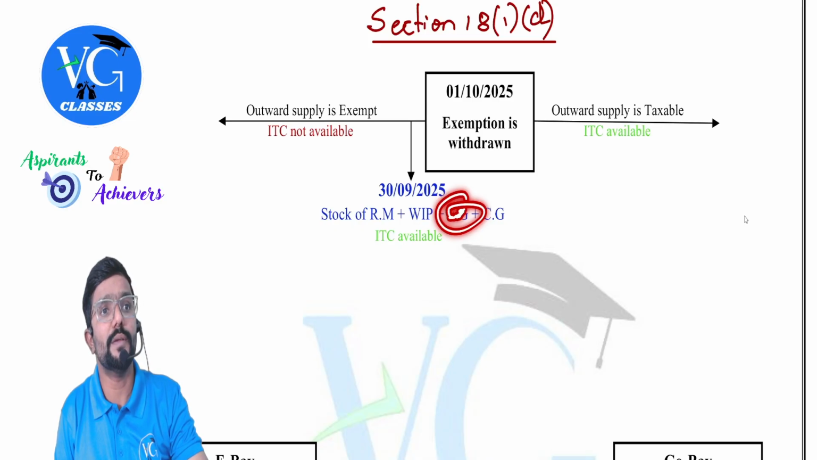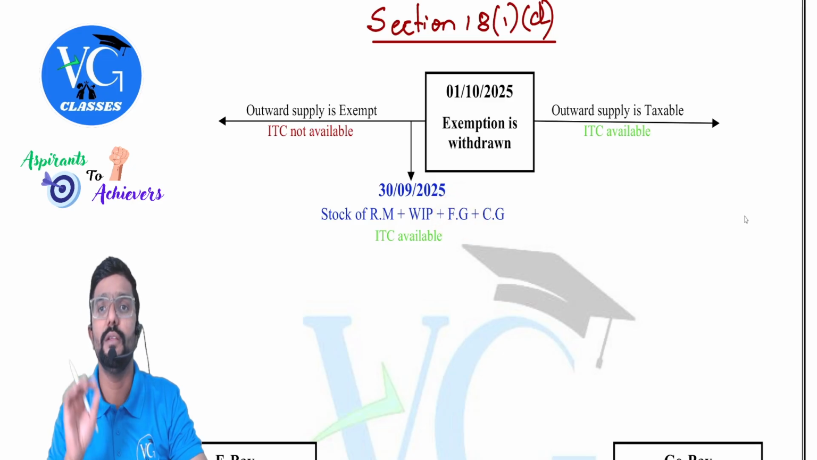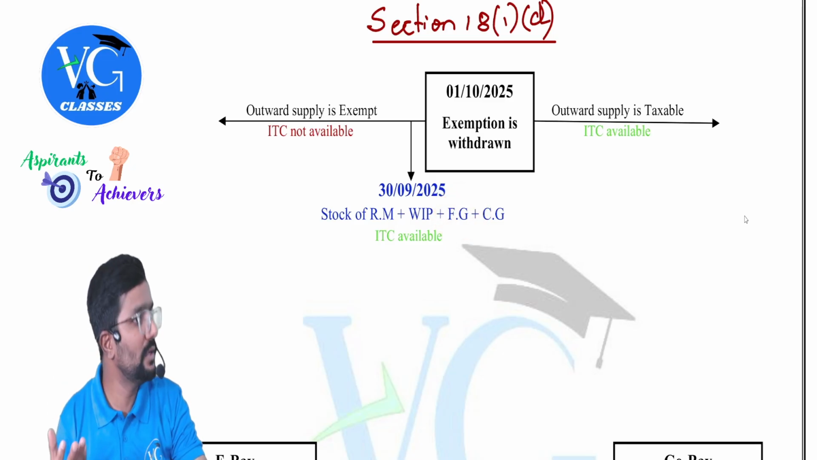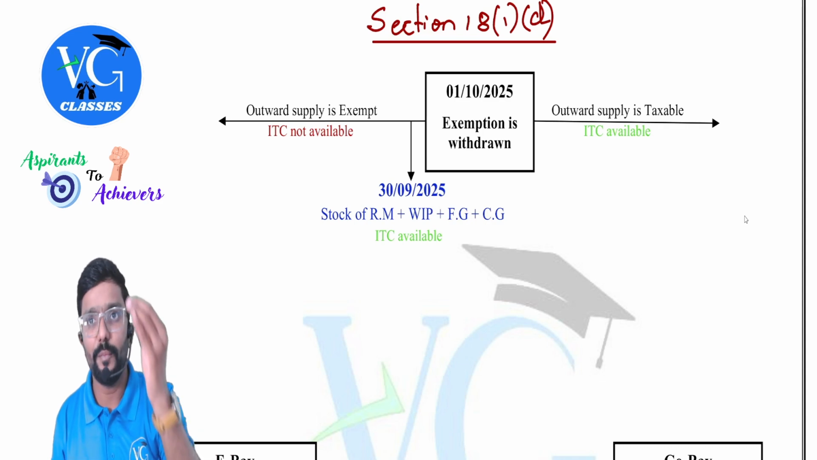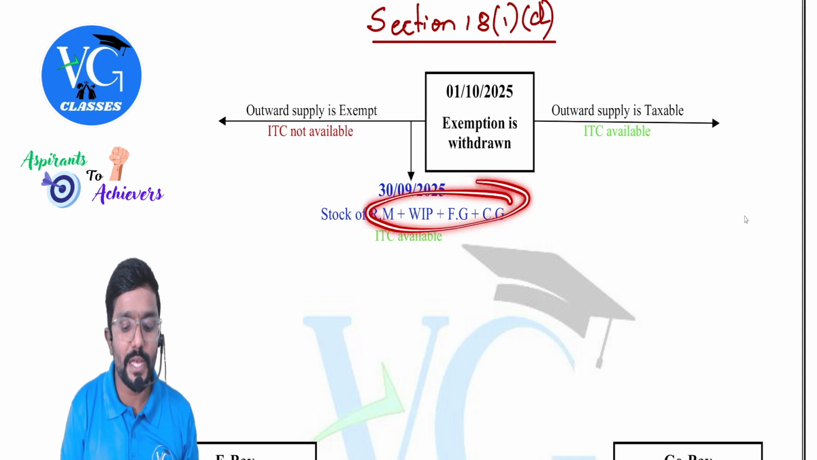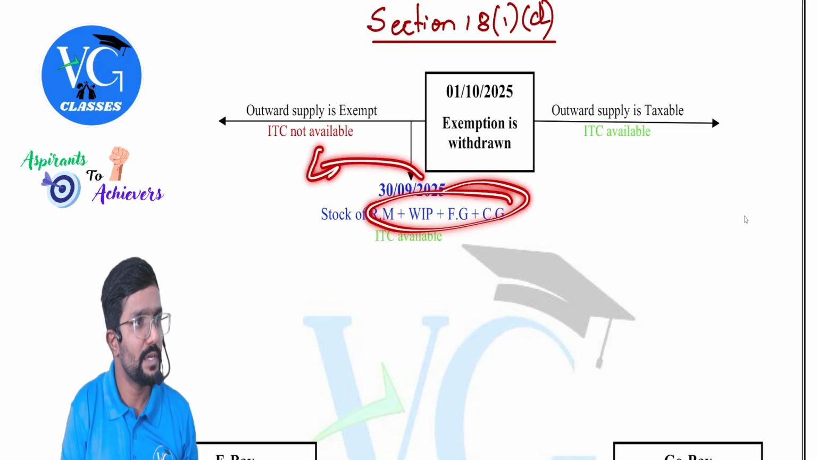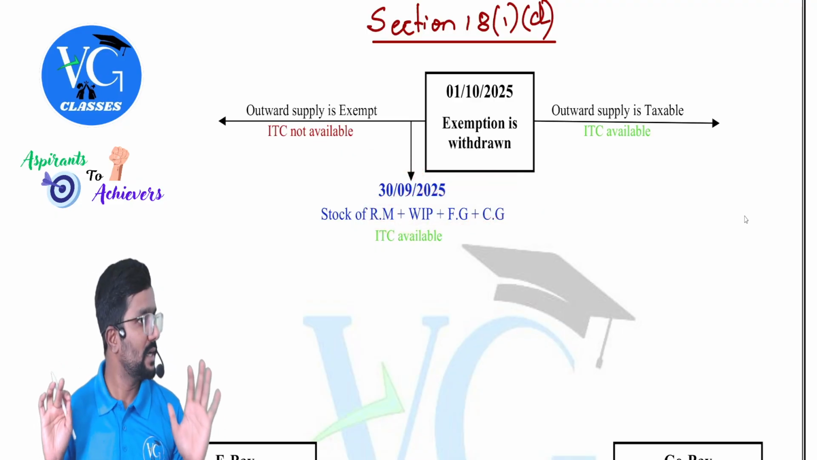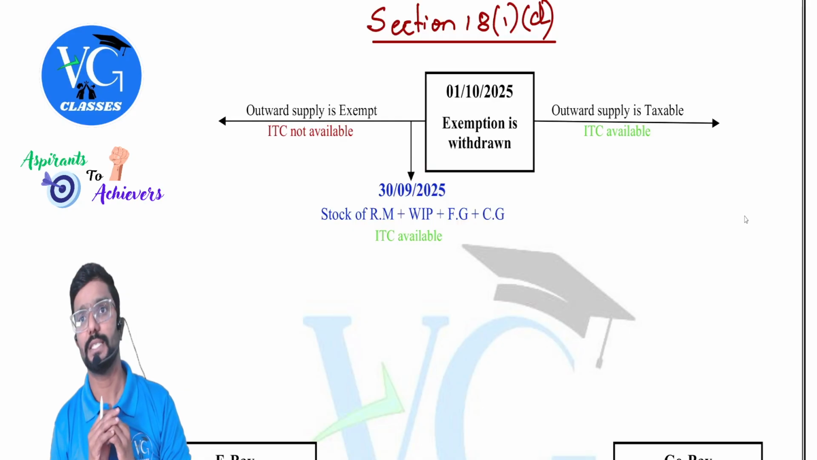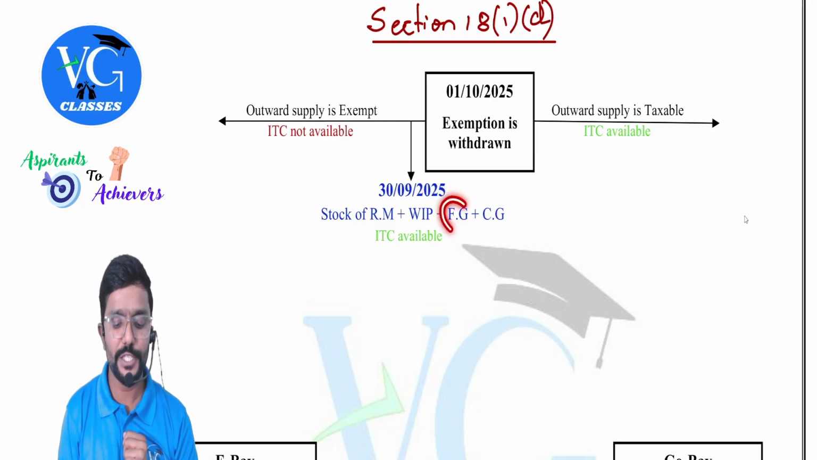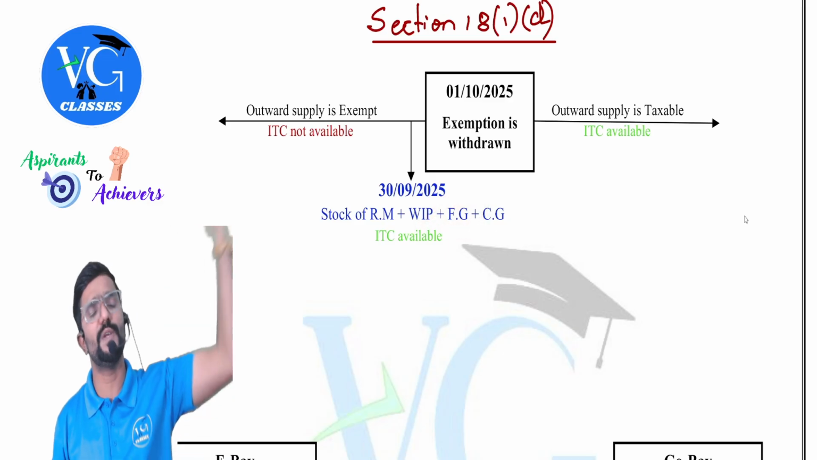Is it within 1 year? Hello, people, I am asking you only. I repeat, if these items are purchased within 1 year before this, credit is available. Credit is available, guys. So assume finished goods was purchased or produced.